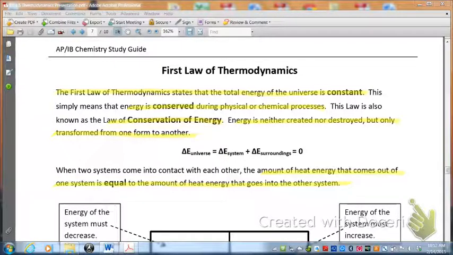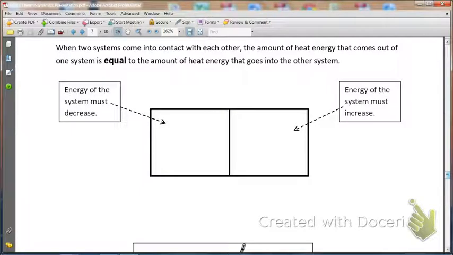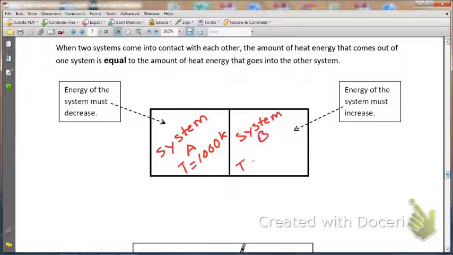So what we're going to do is actually model this. You have two boxes down here, and in our first box, we're going to label this system A, and say that its temperature is 1000 Kelvin. And then the other box, we're going to say this is system B, and its temperature is going to be 298 Kelvin. So we have two systems that are in contact with each other.